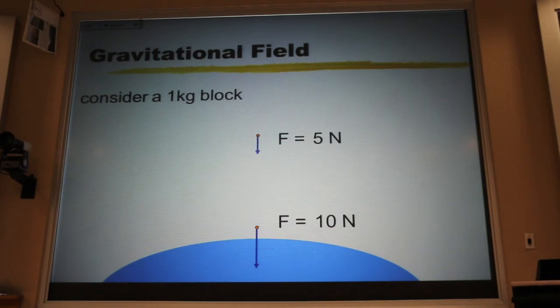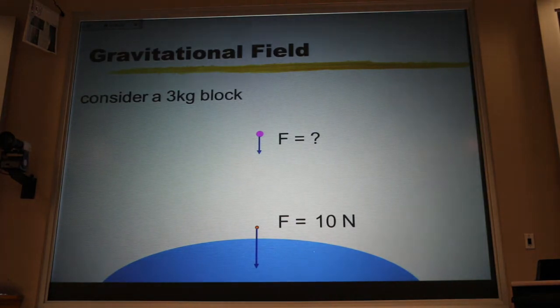What if I put 3 kilograms there? What's it going to feel? Remember, if I had 1 kilogram there, it felt 5 newtons. If I put 3 kilograms there, it feels 15 newtons. Okay?